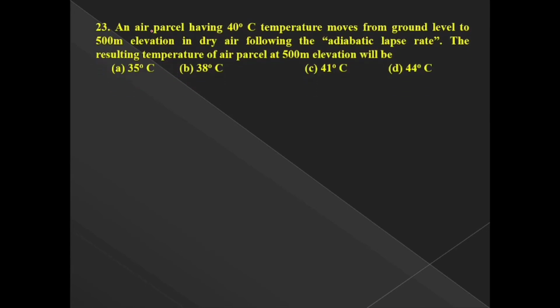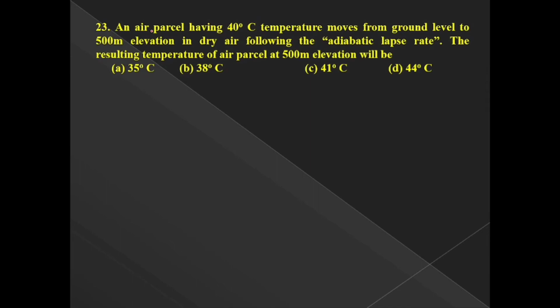An air parcel having 40 degree centigrade temperature moves from the ground level to 500 meter elevation. So a temperature change will obviously be there at 500 meter elevation, which we have to calculate. Dry air cools, as we had discussed just now, at 9.8 degree centigrade per kilometer, that is the dry adiabatic lapse rate, and the ground temperature is 40 degree centigrade.